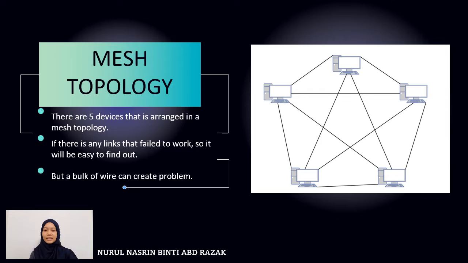If any link fails to work, it will be easy to find out which link it is, and it does not affect any other links. There are difficulties within the mesh topology. When there is a bulk of wire, it can create a problem in reinstallation and reconfiguration.